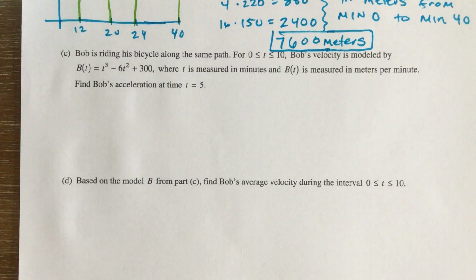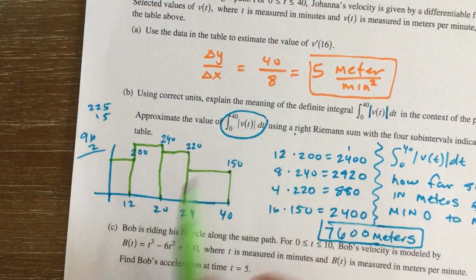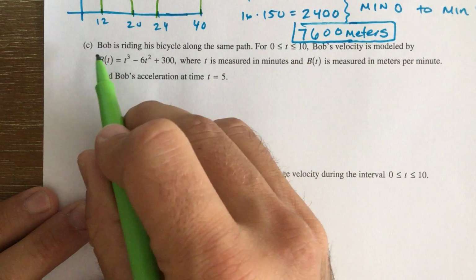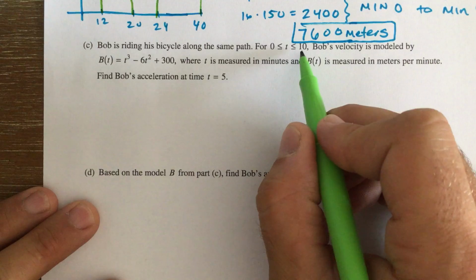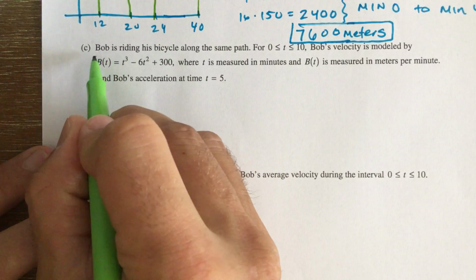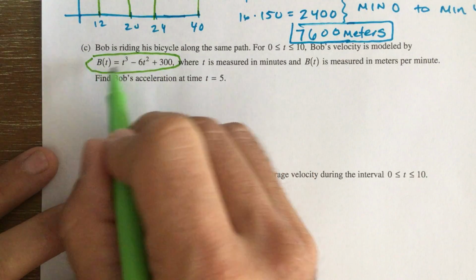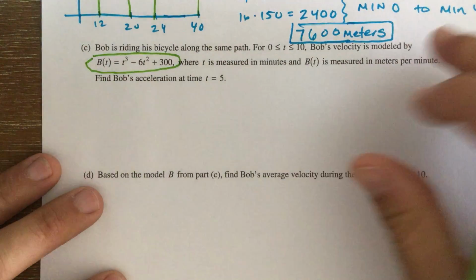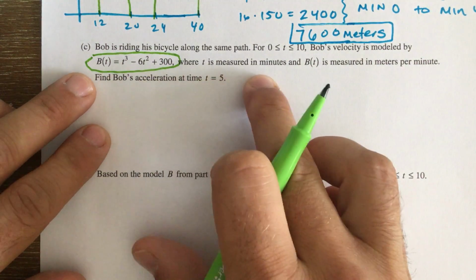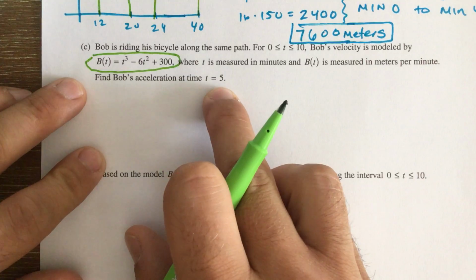All right, next part. And they do this a lot. You've seen it quite a few times where they have a problem that represents Joanna jogging, and then suddenly they introduce Bob, who has nothing to do with the problem. But Bob is riding a bicycle along the path from 0 to 10. So this is a different interval, just from 0 to 10. And Bob's velocity is modeled by, and this is a little surprising to me, most times when they have a problem like this, they wouldn't give you velocity again, they would give you position or something different to switch the problem up a little bit. But this is velocity again, where t is measured in minutes and b of t is measured in meters per minute. So same thing. Find Bob's acceleration at t equals 5.